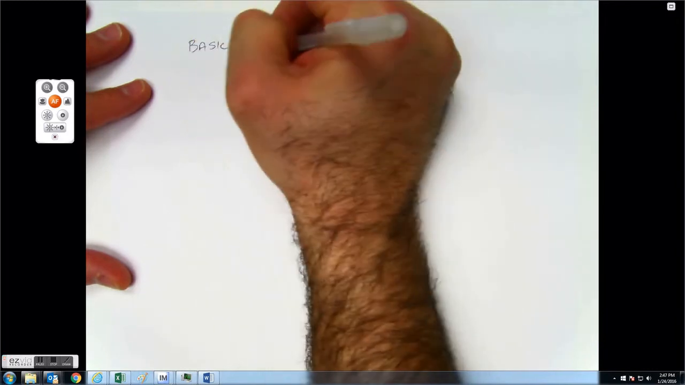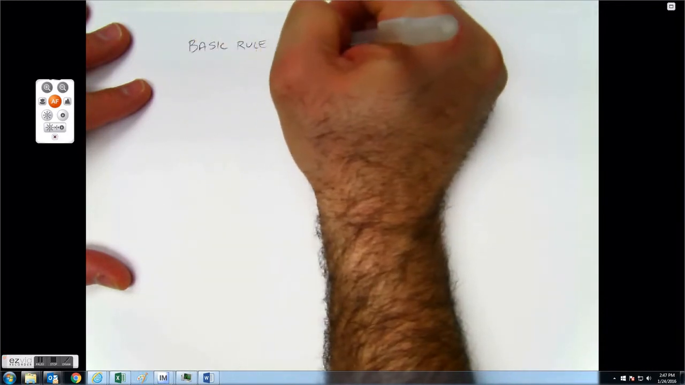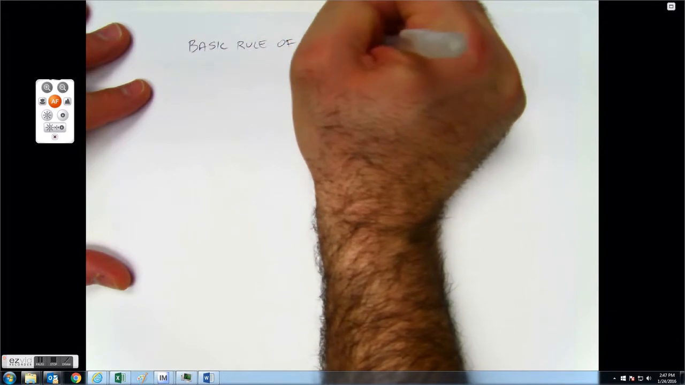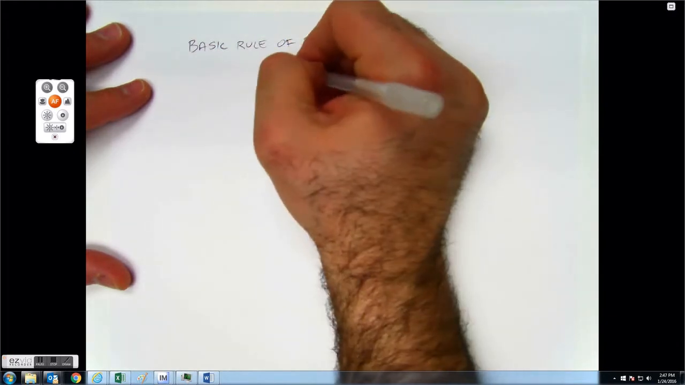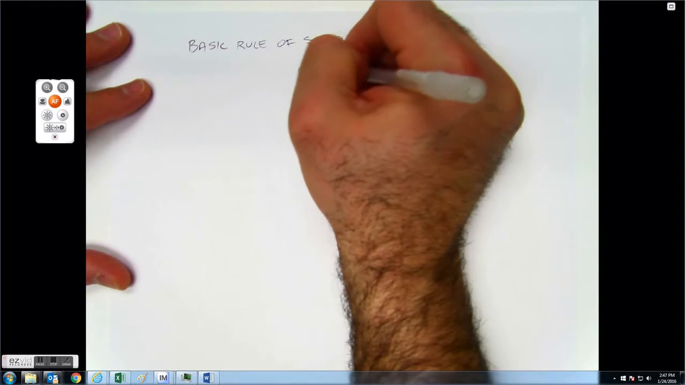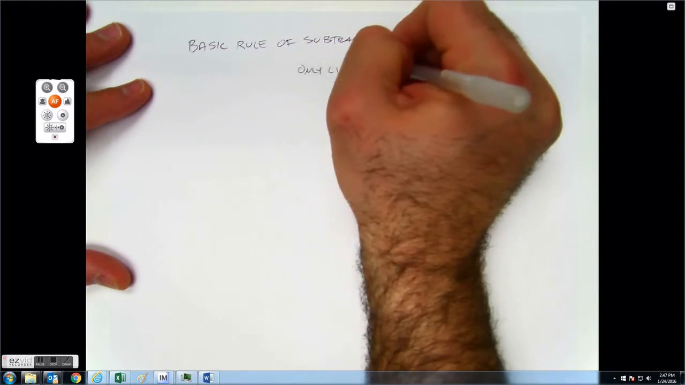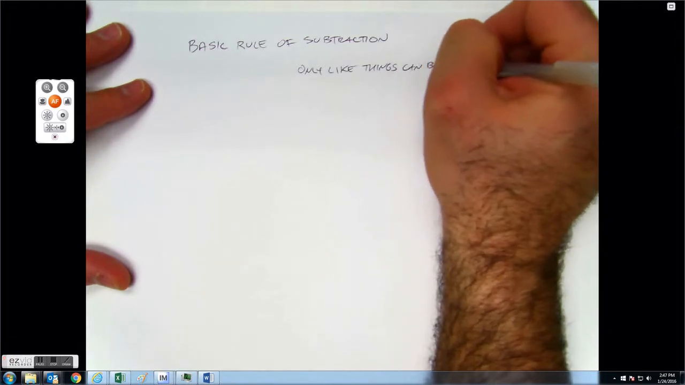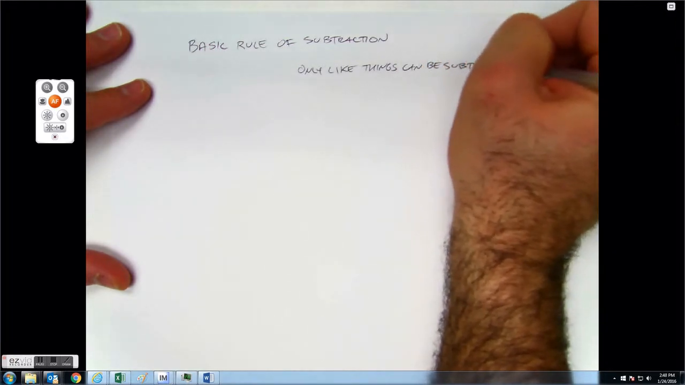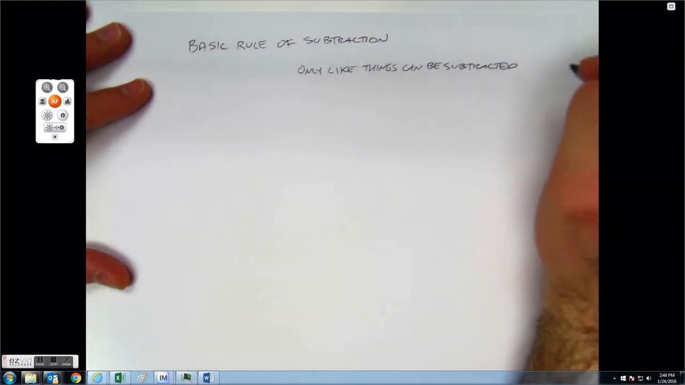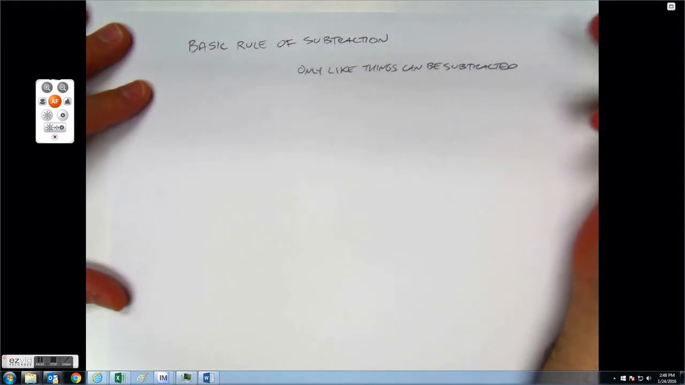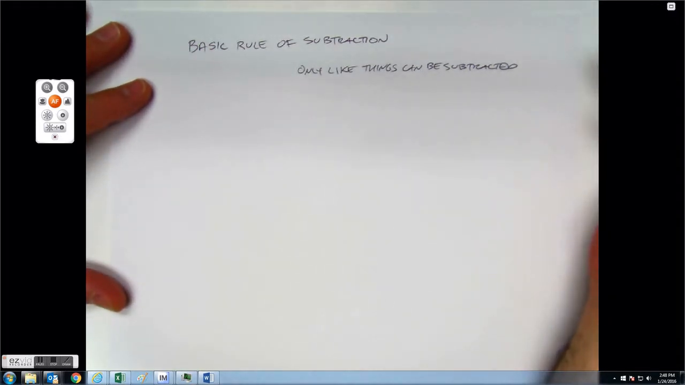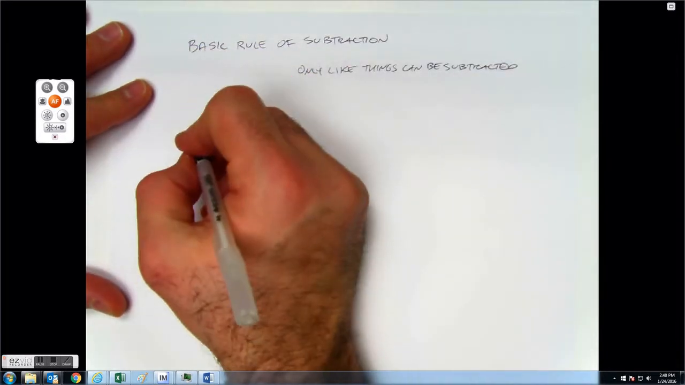So when we look at addition or subtraction now, the rule states that only like things can be subtracted. And that makes sense. Those are inverse operations, so the fact that the rule applies to both makes sense. Alright, let's look at an example.